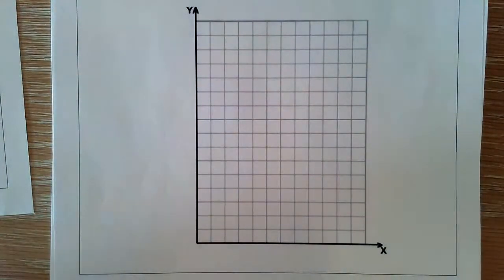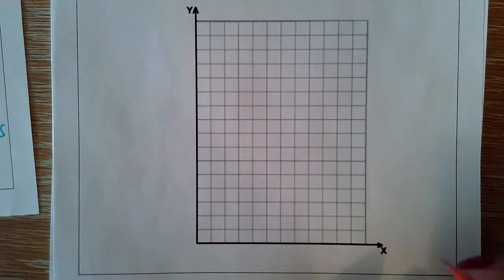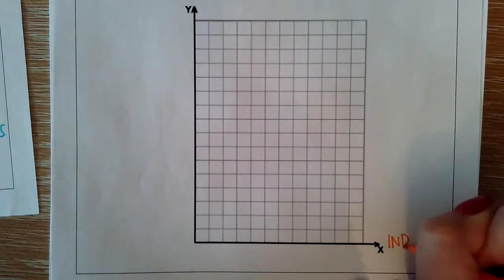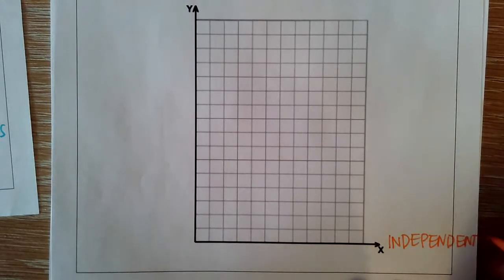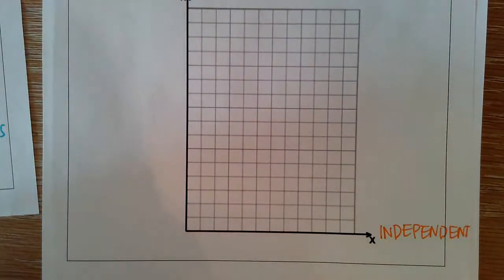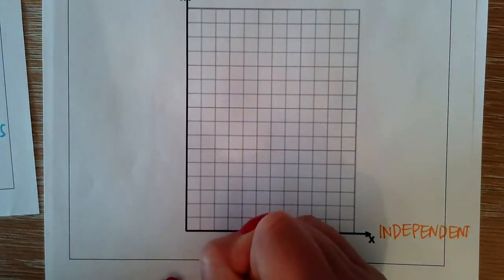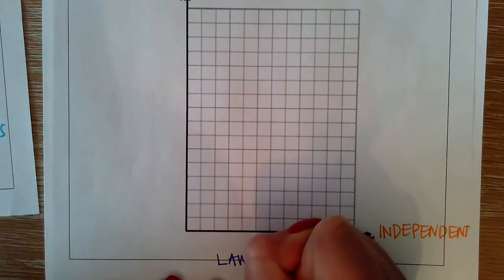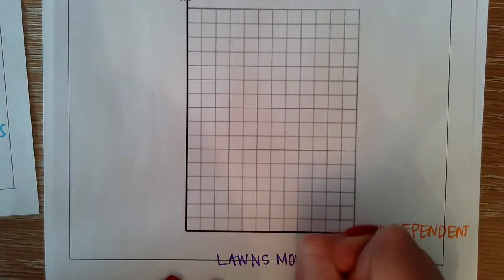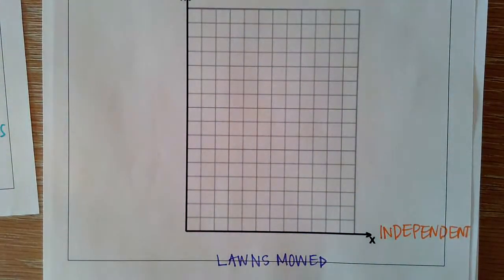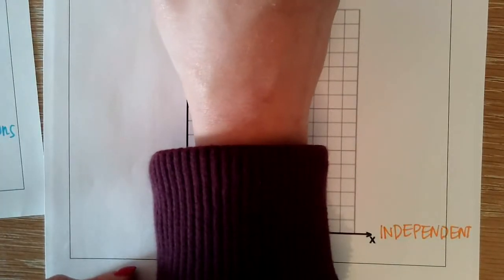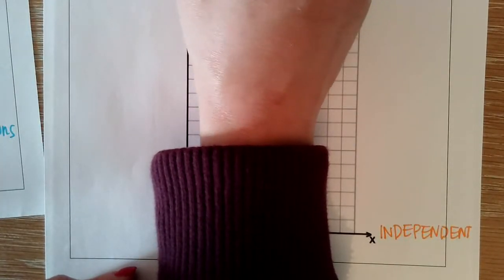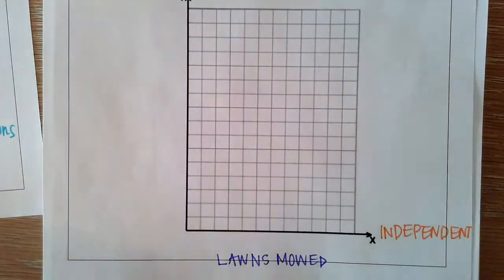All right. So when we are graphing, our X will always be our independent variable. Okay, so in this case, that would be lawns mowed. And I am going to go ahead and label that. Always need to label our graph. Lawns mowed. Okay, then your Y will always be your dependent. In this case, that means money made.